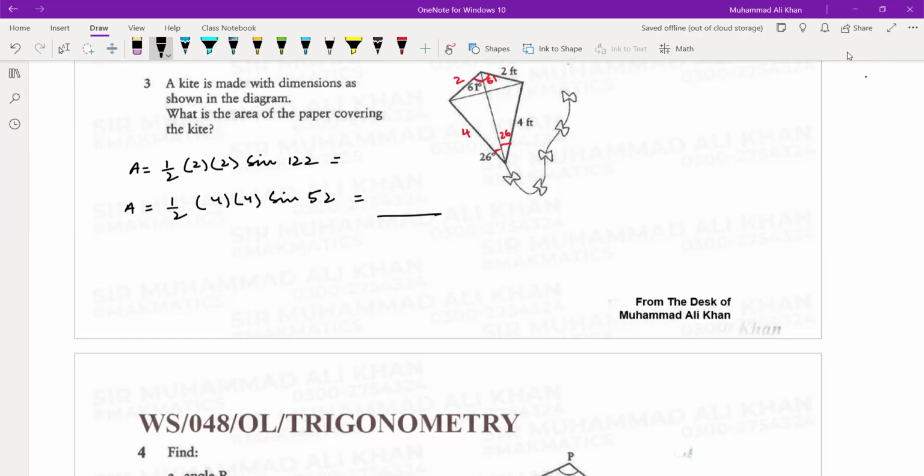So what is the answer of the first area? 1.69. And what is the second area? 6.30. So what's the final answer? 7.99, which is approximately equal to 8. The area is 8 feet squared. Are you clear?